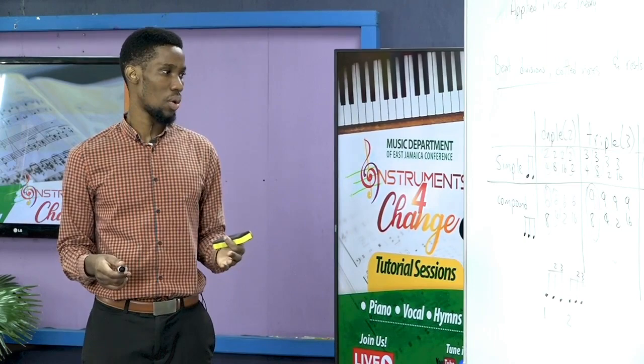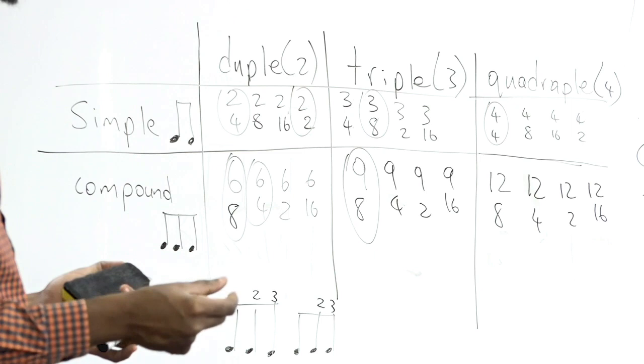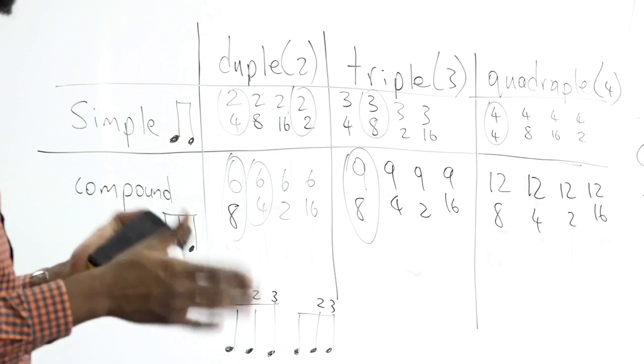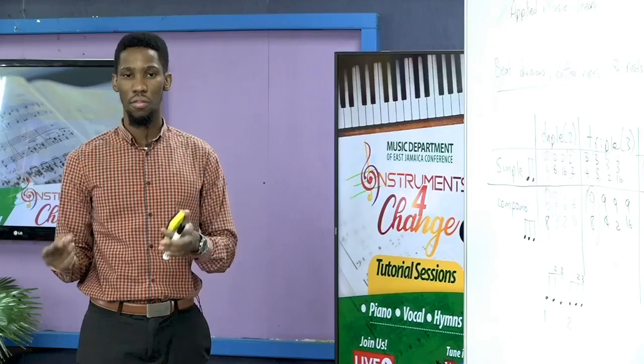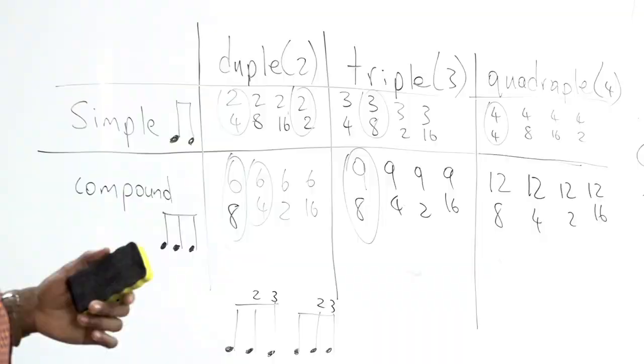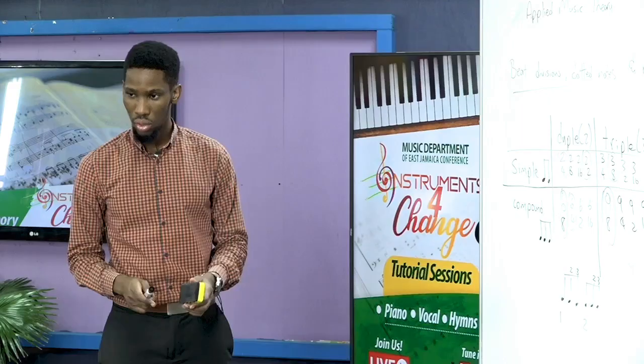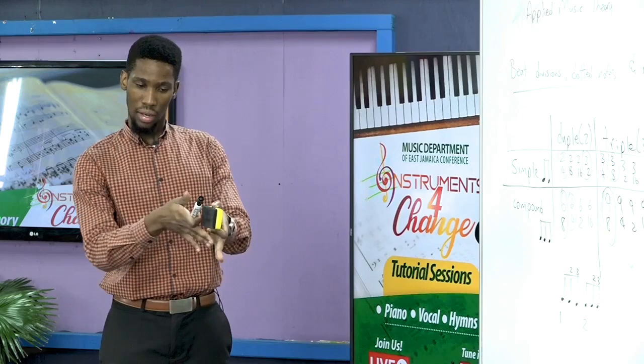Compound duple will be 1, 2, 3, 4, 5, 6, 1, 2, 3, 4, 5, 6. So the 1 and the 4 are the beats. For compound triple, you'd count 1, 2, 3, 4, 5, 6, 7, 8, 9. Or you could go 1, 2, 3, 2, 2, 3, 3, 2, 3. So you're counting the beats and then the quavers in between.